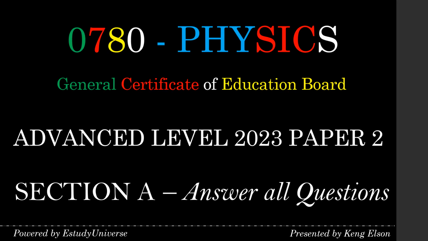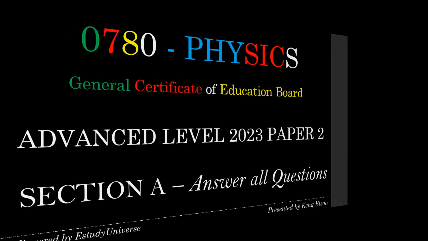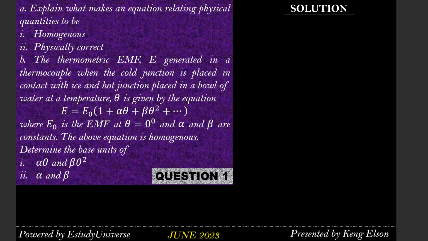So without wasting much of your time, let's dive straight away into the solution of Physics 2023 Paper 2, Section A. Alright, so we move directly to the first question. This section contains 5 questions, and in this video we are solving all the 5 questions briefly. So in every slide I'm going to display the question to you, and then we are going to look at the solution together after analyzing.